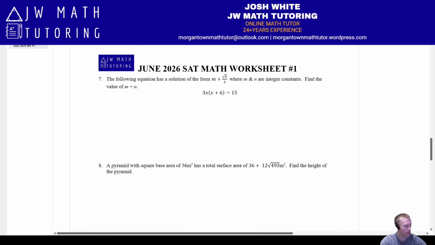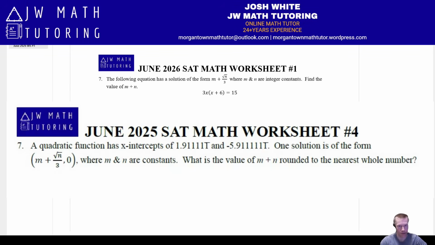All right, let's move to the top of the next page. Question number 7. Previously, I had a problem that was very similar to this. It wasn't exactly the same because here you are given the actual equation. In the previous problem that I had, I forget which month it was from. I'll post a thumbnail in the video about it.